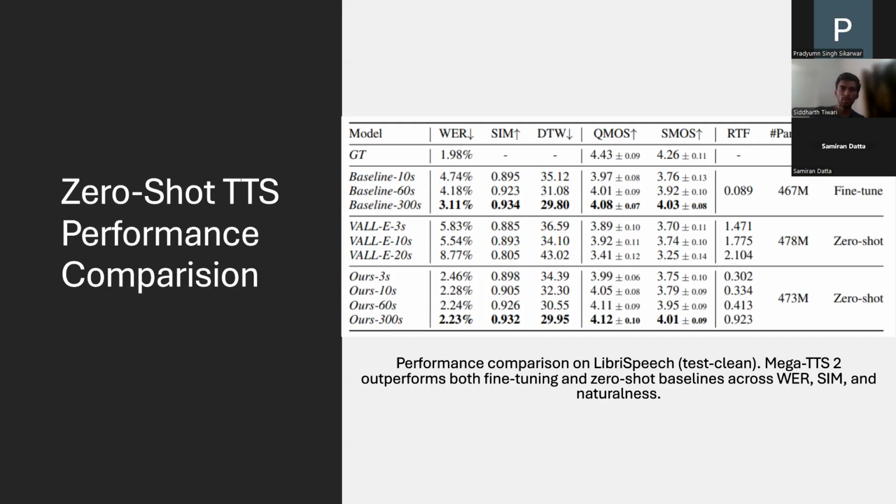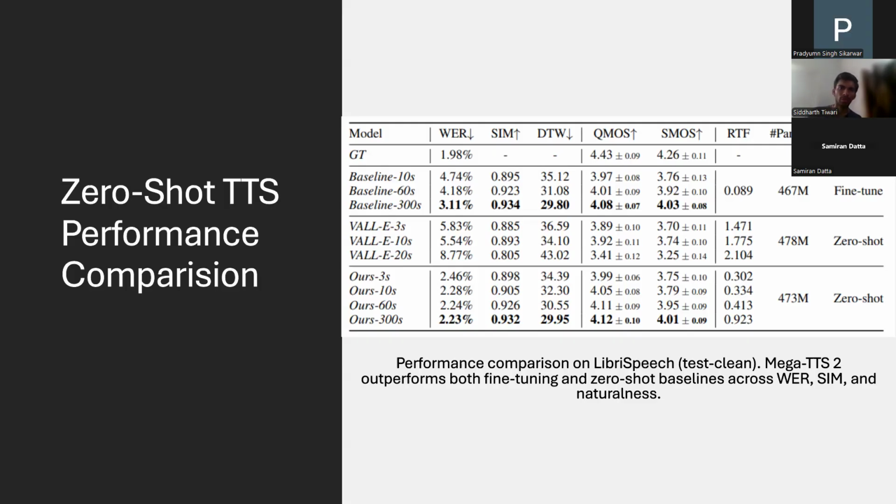So Mega-TTS 2, the model prepared by the authors, has achieved lower word error rates and higher speaker similarity than both VALL-E and the fine-tuned baseline model, that is FastSpeech 2, especially when more prompt audio was available. We can see a significant drop in word error rate when the audio duration is increased for our Mega-TTS 2 model.